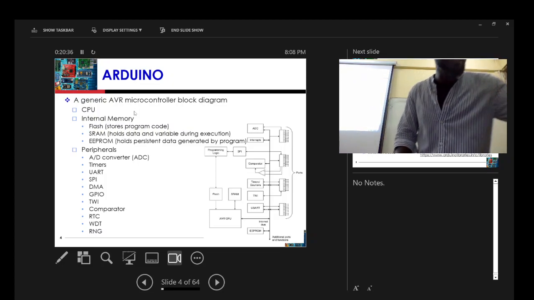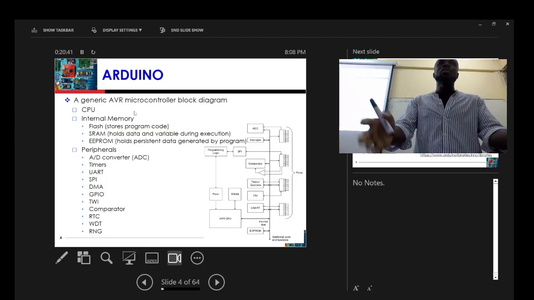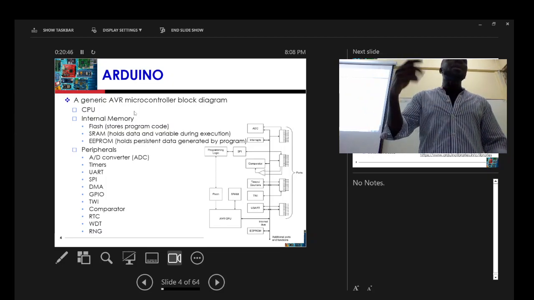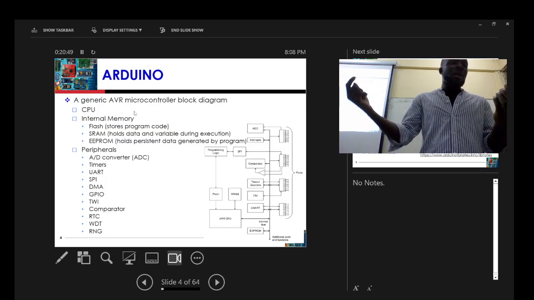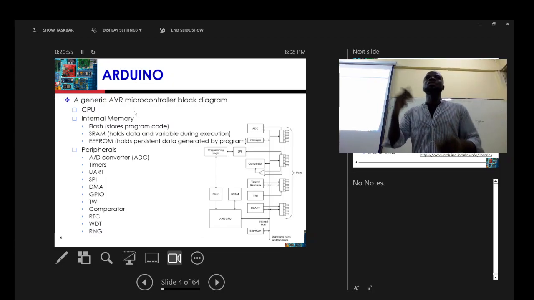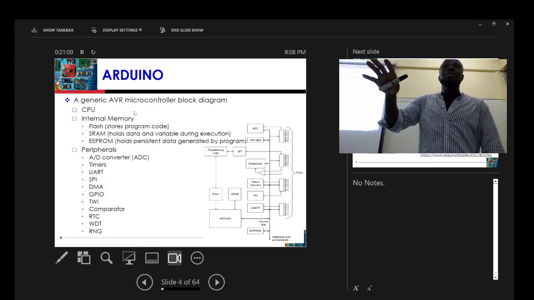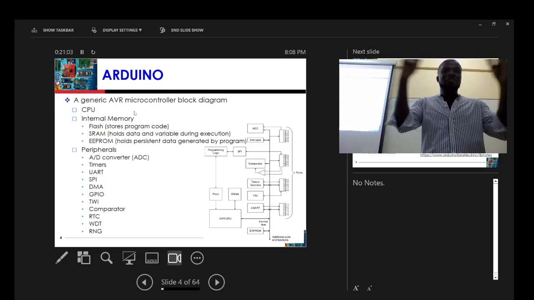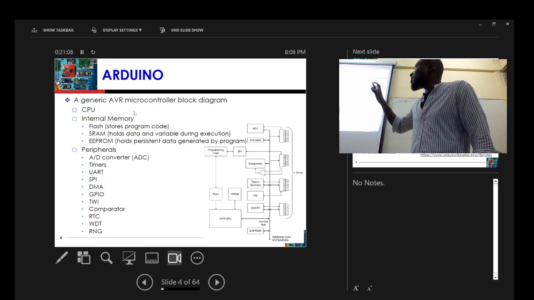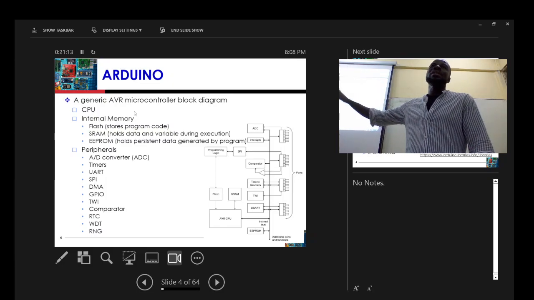As I said, you write your code on your PC using the Arduino IDE, you transform it into code that your machine can understand, and then you upload it onto the board. Once you upload your code onto the board, where does it store it? It stores it in the flash memory. That's the first point of contact where your code is stored. Understood?